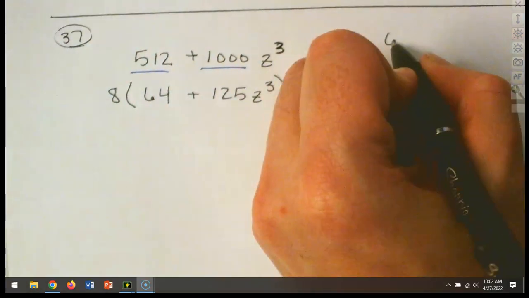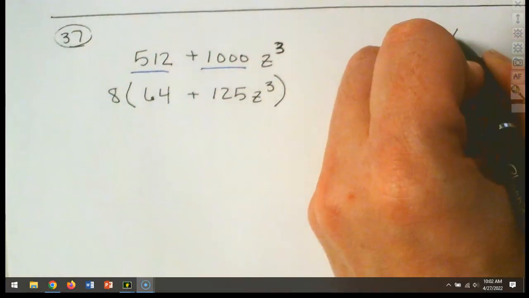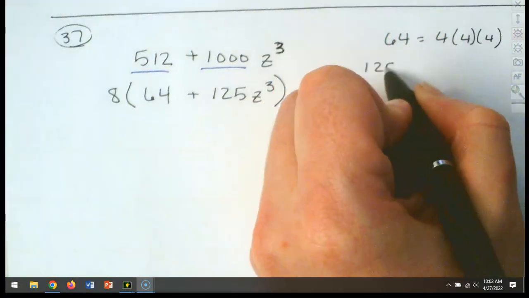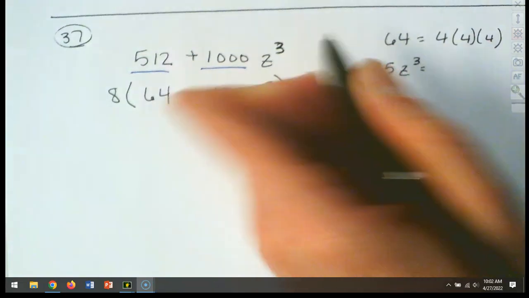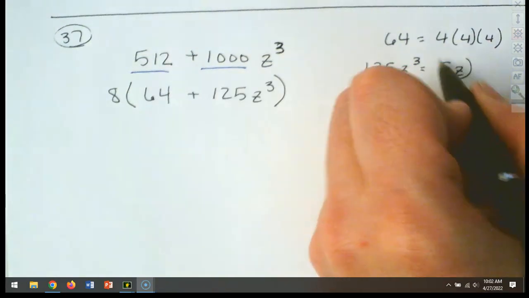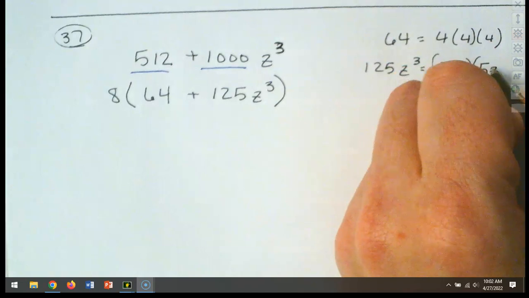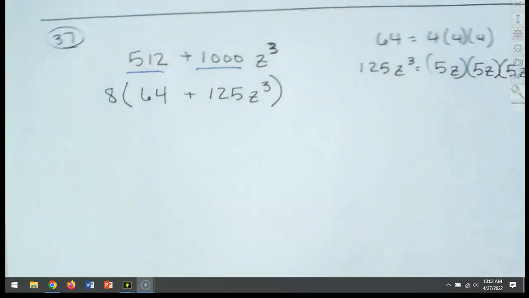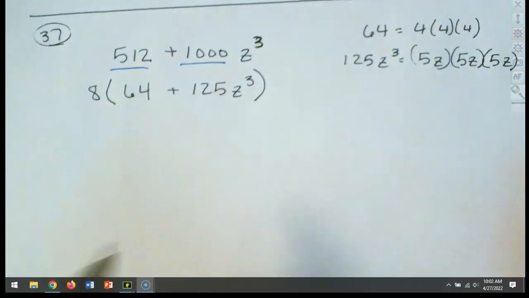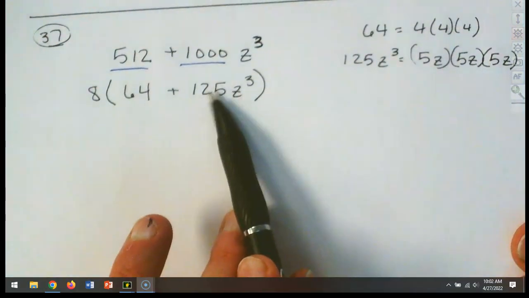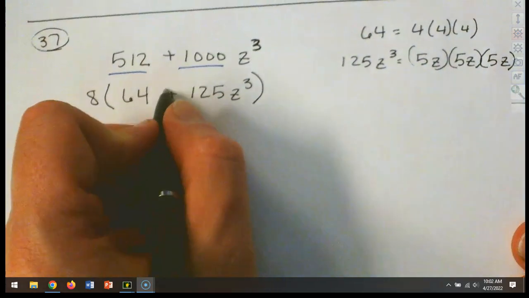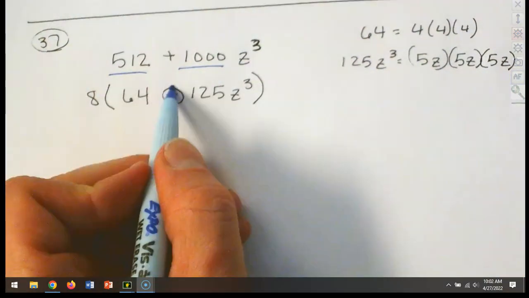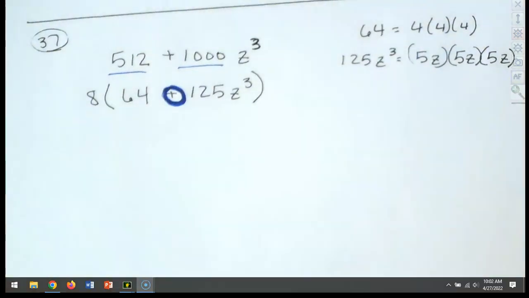So 64 is a perfect cube of 4. 125 z cubed is 5z, right? 5z and 5z. And how do we know it's a cube? This is cubed. 125 is cubed. That's a cube. And this is a sum of cubes, right? Two terms. Whenever we have two terms, you've got to use a formula, special formula.